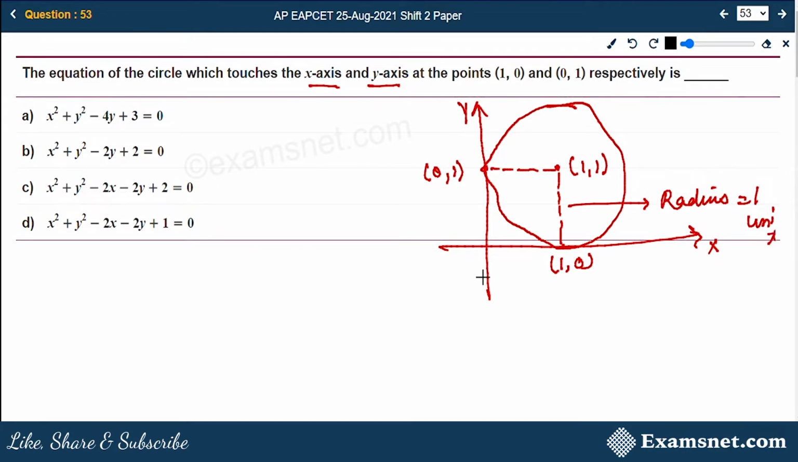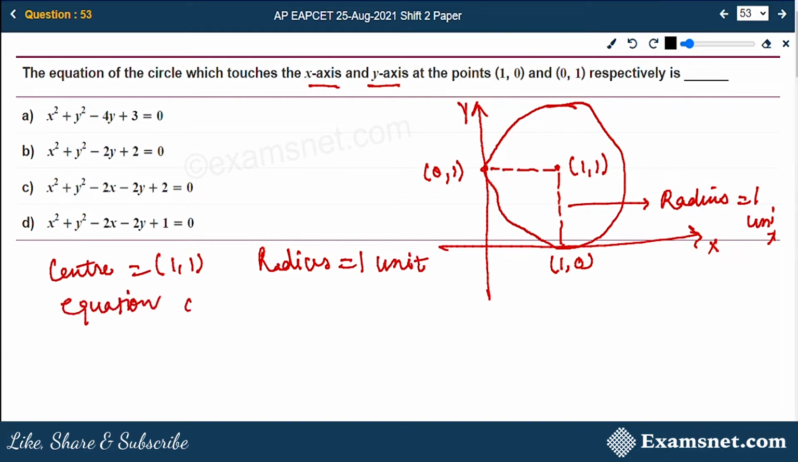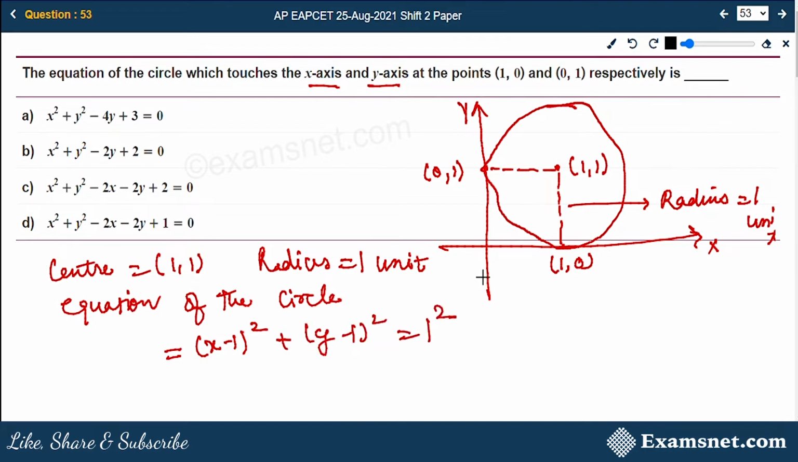Okay, so you know the center is (1, 1) and the radius is 1 unit. Therefore the equation of the circle will be (x minus 1) square plus (y minus 1) square is equal to radius square. This will be x square plus 1 minus 2x, plus y square plus 1 minus 2y is equal to 1.